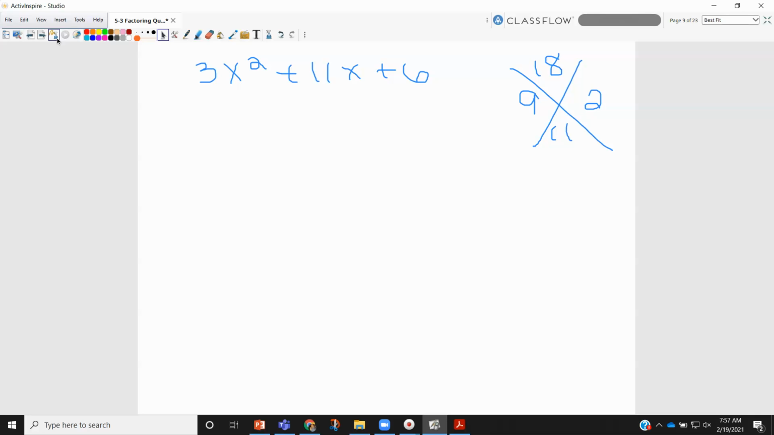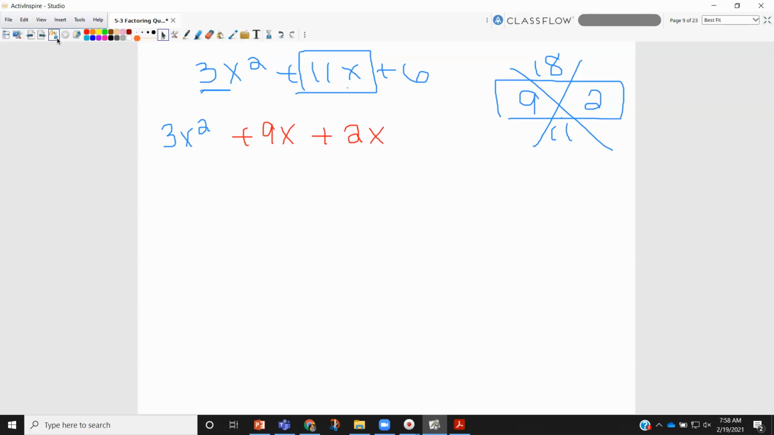Now 9 and 2 aren't my last two terms because I have an a value. So instead, 9 and 2 are going to replace 11. So we're going to say 3x squared plus 9x plus 2x plus 6. So you replace the middle term with the factors that work.